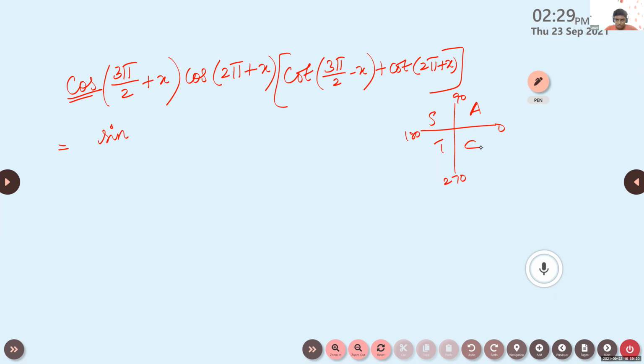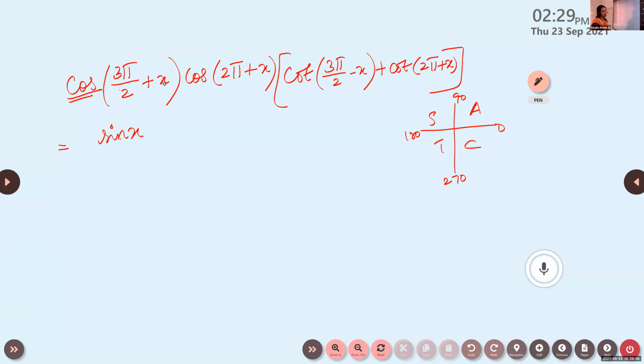So, what is the answer? It is positive sin x. Cos will become sine because of this 3 pi by 2. And look at the sign. Based on the sign, cos of 270 plus something means in fourth quadrant. Fourth quadrant, cos and its reciprocal is positive. So we'll get sin x.